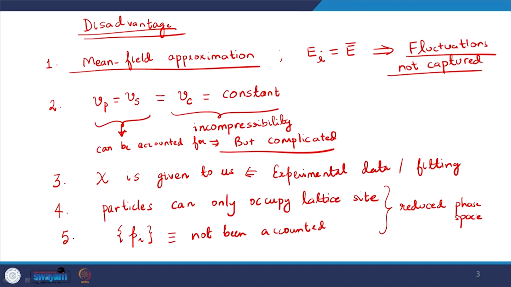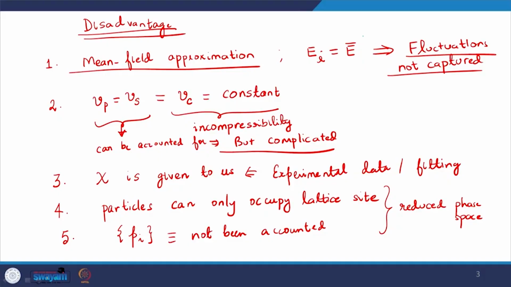Now, let us try to address these limitations one by one. The first one is the mean field approximation, where we said that E_I is equal to E bar. If you think about it, that need not have been assumed, because inherent in the model is the fact that we have some epsilon interaction between different species: epsilon_pp, epsilon_ps, epsilon_ss. So, within the lattice model framework, if I know the configuration, I can find the energy value, and clearly that energy value will be different for different states.